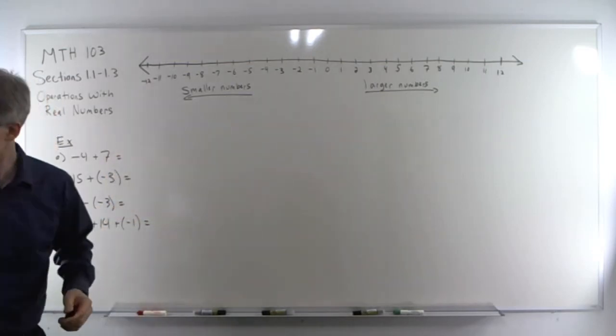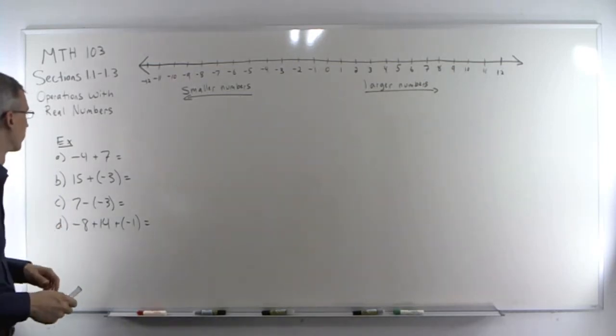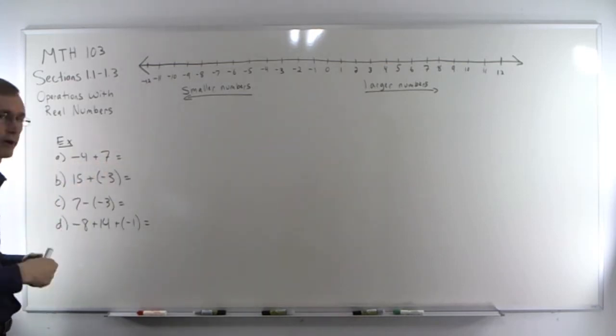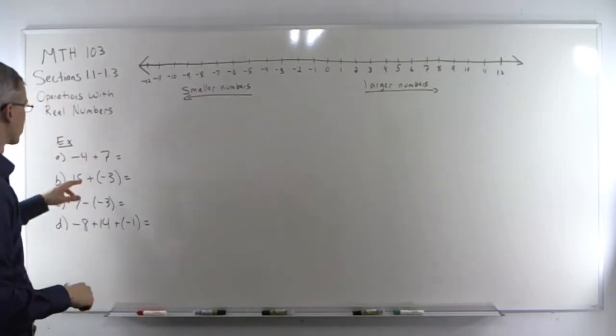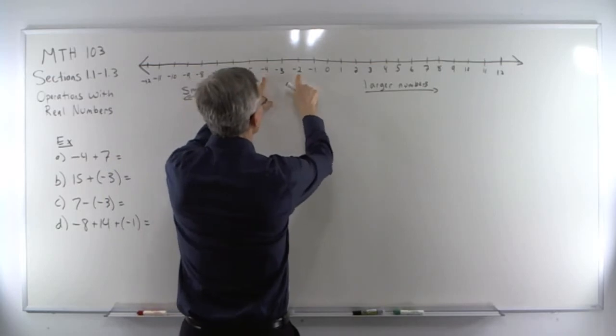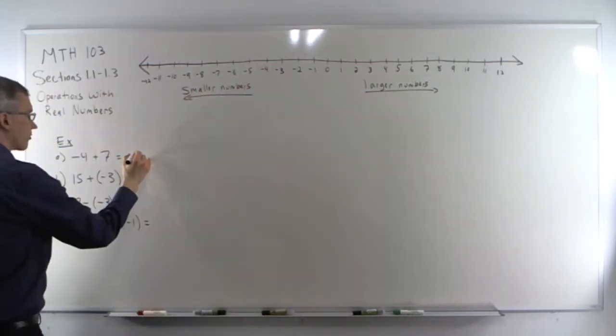So here's some examples of the type of situations you're going to encounter in this class. We're starting with -4, and we're adding 7 to it. If we're adding a positive number, that's the same as moving to the right on the number line. So we start with -4, then we move 7 to the right, 1, 2, 3, 4, 5, 6, 7, we get to 3. So -4 plus 7 is 3.